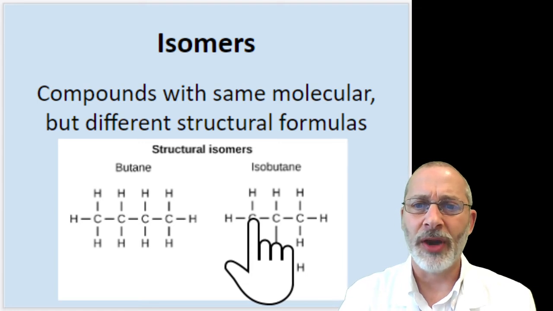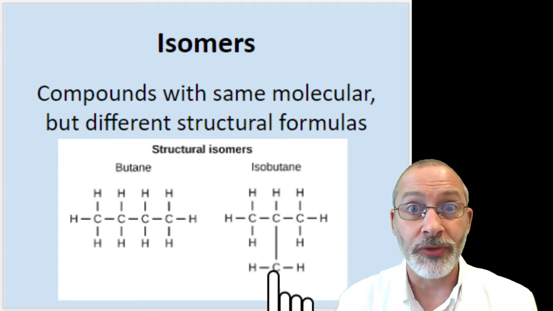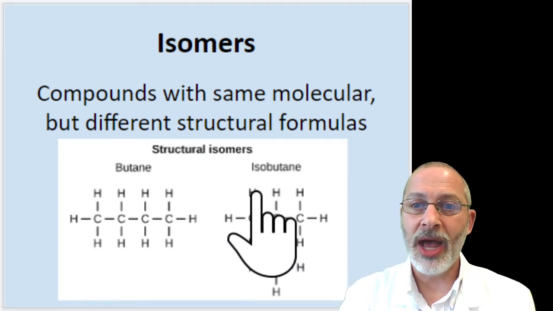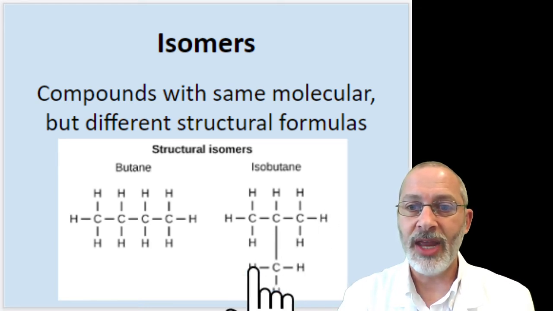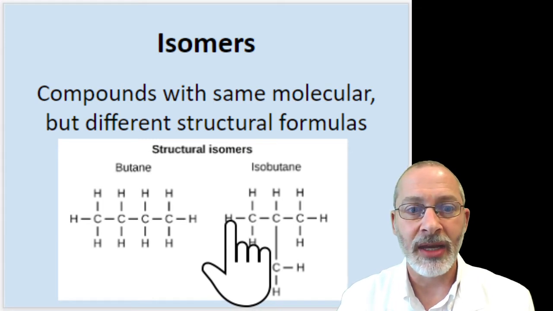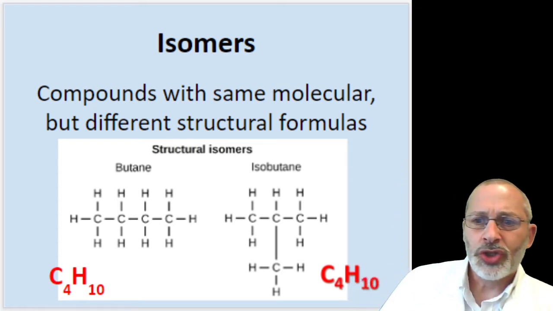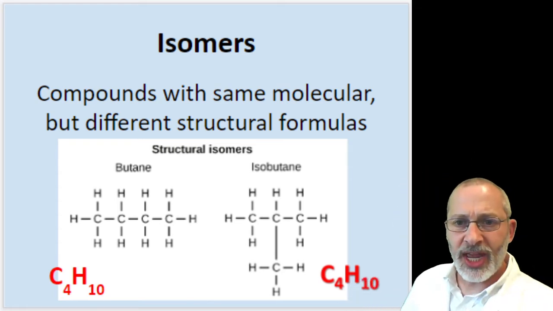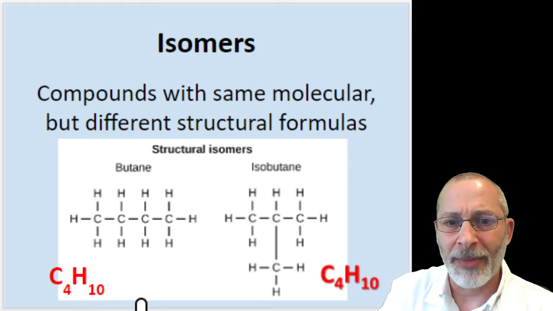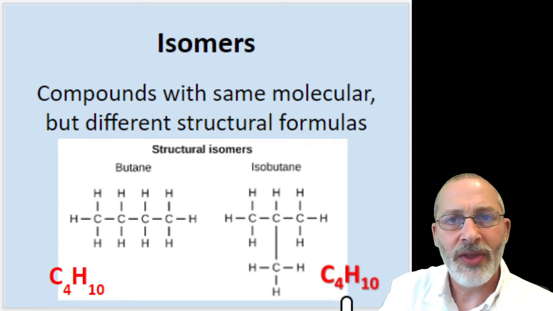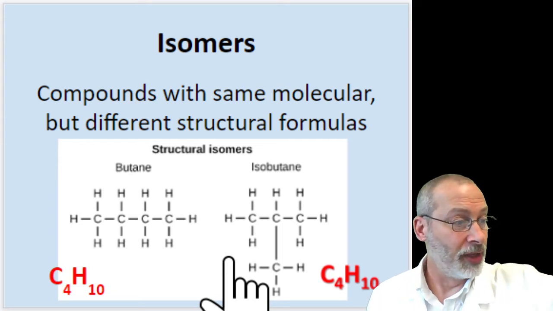But now let's look at isobutane here. How many carbons are there? 1, 2, 3, 4, same number. That's where the but comes from, but for 4. How about hydrogens? 1, 2, 3, 4, 5, 6, 7, 8, 9, 10. Same number of hydrogens. So here we have two different substances, butane and isobutane. But even though they have the same molecular formulas, they're not the same thing because they have different structural formulas.